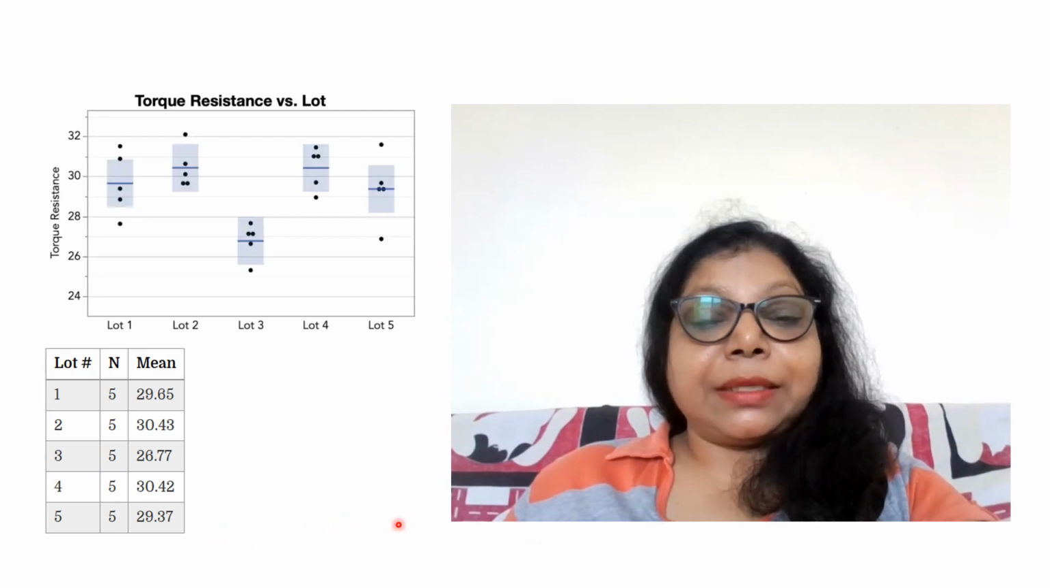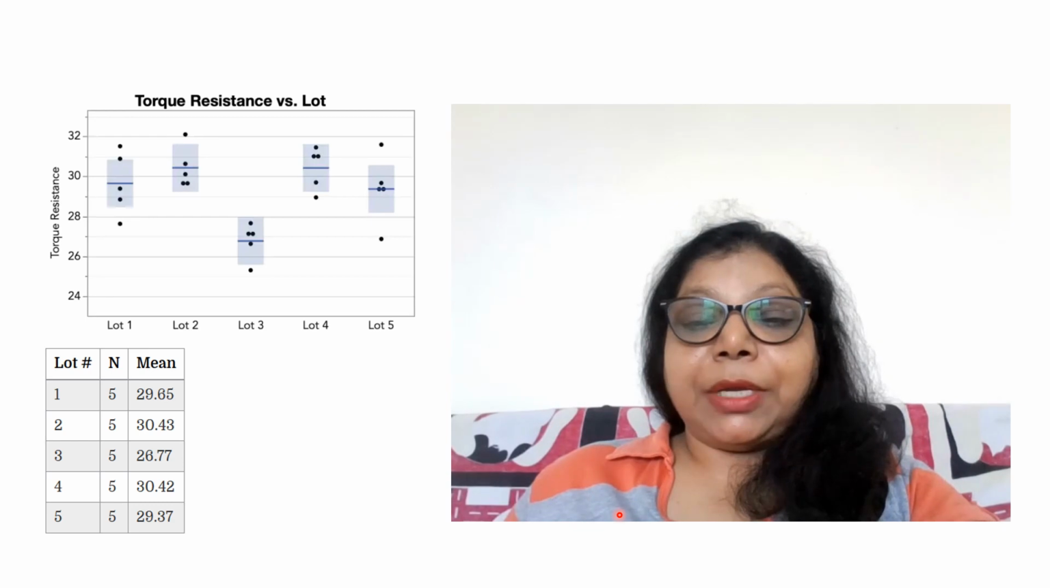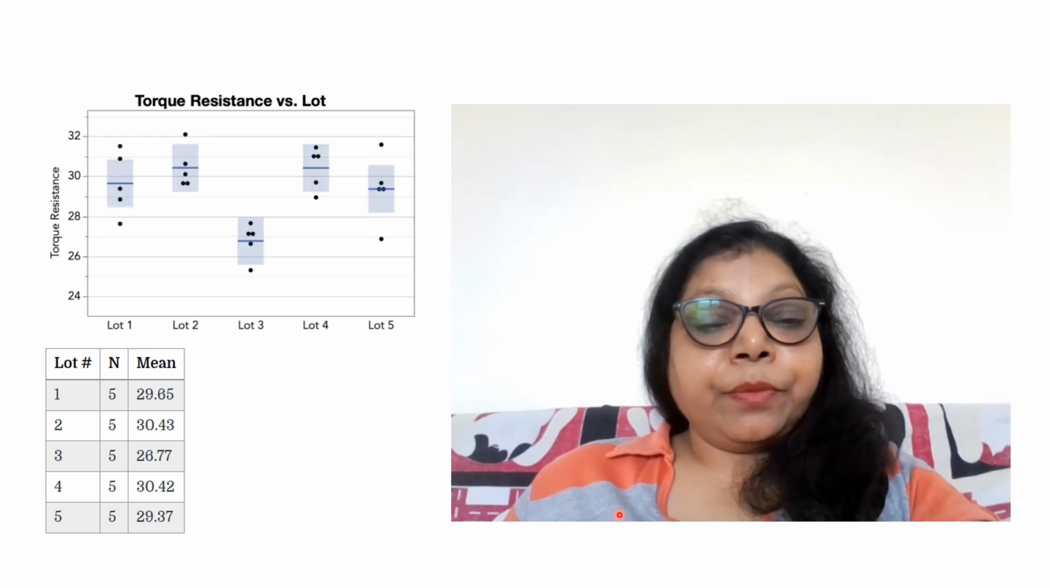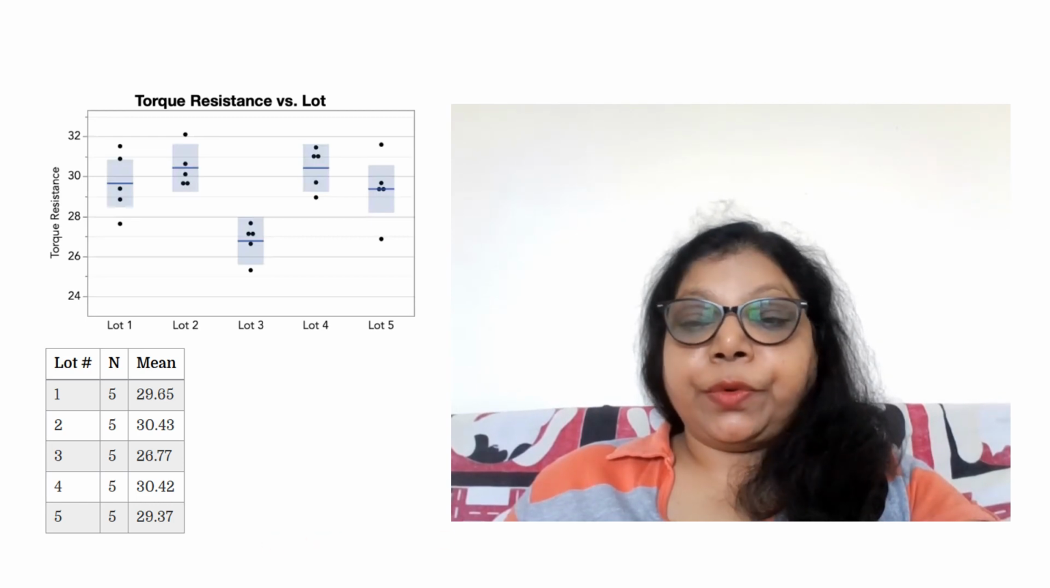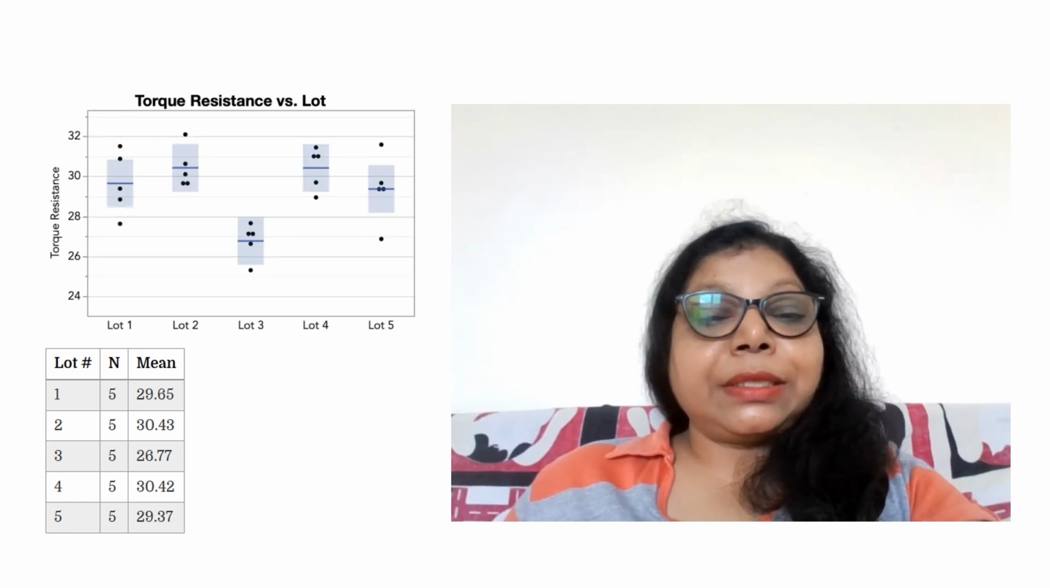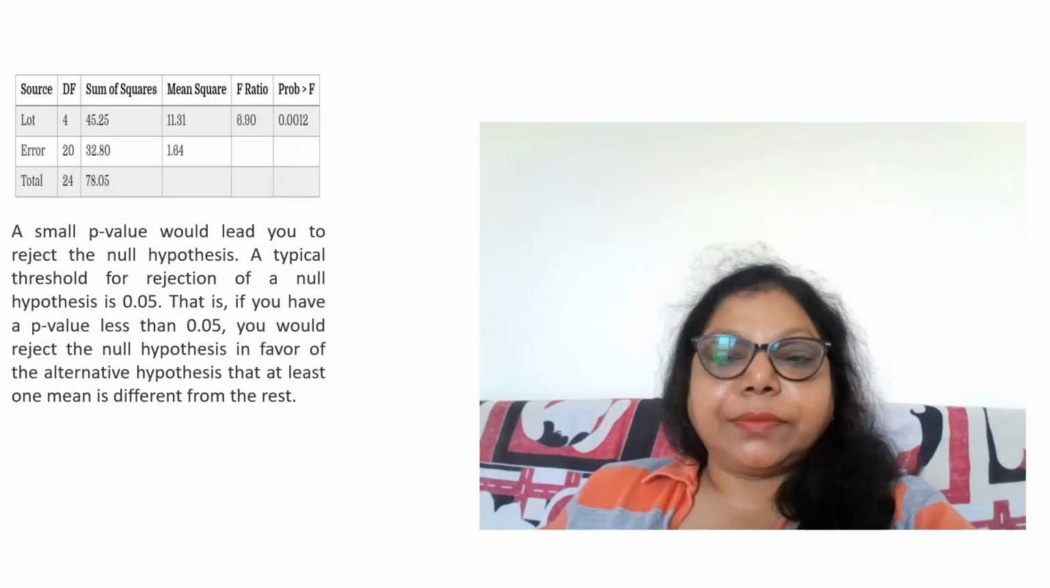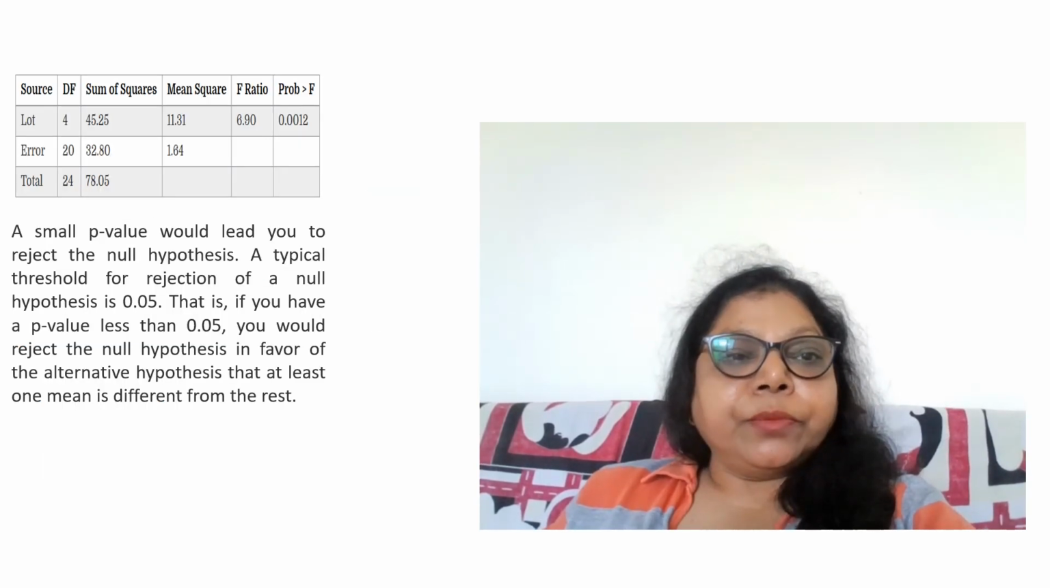F ratio, that is the mean square of the factor, that is the lot, divided by the mean square of the error. Then we have probability, that is the p-value for F. Okay, so these things you will find in the ANOVA table. So now let's see what the components of this table are and how these components are derived.